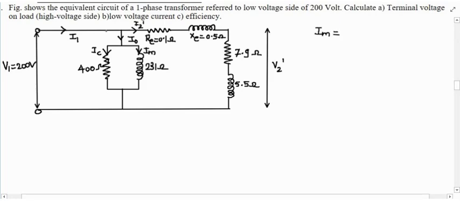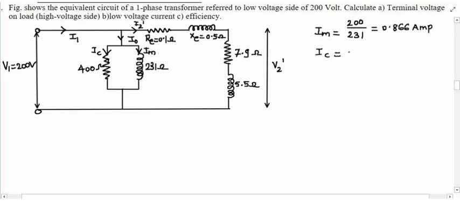Simply IM is nothing but the voltage across this branch divided by 231. The voltage applied across this branch is nothing but the voltage applied across the primary. So it will be 200 upon 231, which comes to about 0.866 ampere. Okay, then in a similar way you can find out IC.